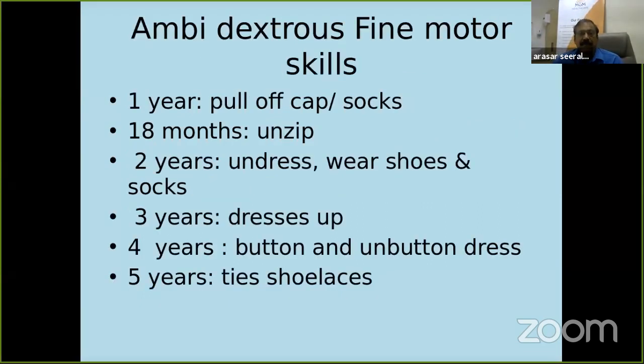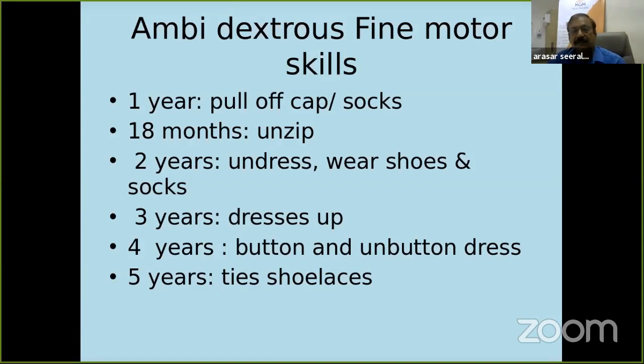Then we have certain ambidextrous fine motor skills, where a baby is able to assist you while dressing and probably unzipping a zip. Probably you have seen many times in your clinics a baby unzipping the purse of the mother. By 18 months, you know that the baby is developing normally. We need not ask it to unzip anything. You can simply place the purse there and it will unzip the purse.